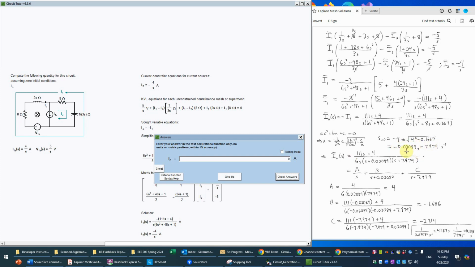So now we'll use that to factor the denominator here. So we have the 111s plus 4 in the numerator, the 6s still, and then basically factoring this.